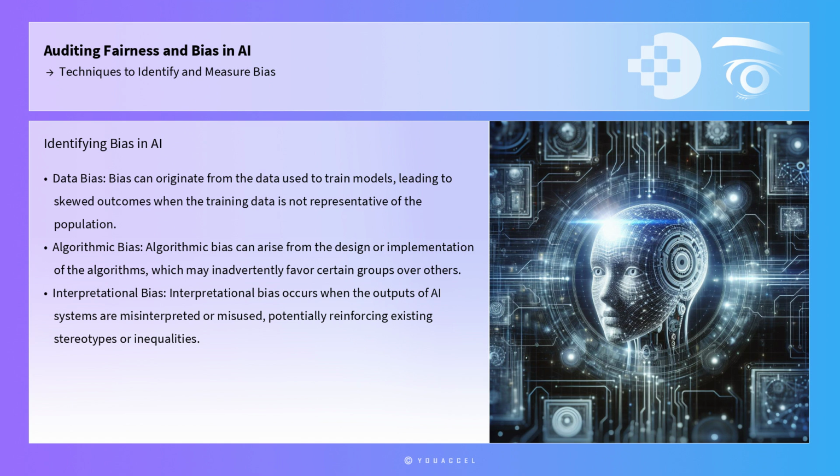Algorithmic bias can arise from the design or implementation of the algorithms, which may inadvertently favor certain groups over others. Interpretational bias occurs when the outputs of AI systems are misinterpreted or misused, potentially reinforcing existing stereotypes or inequalities.